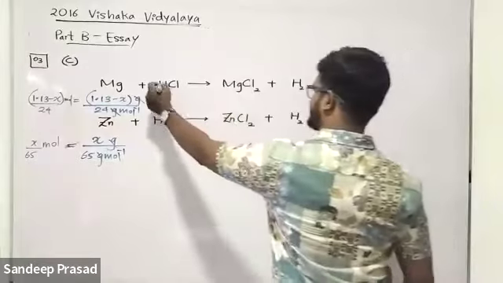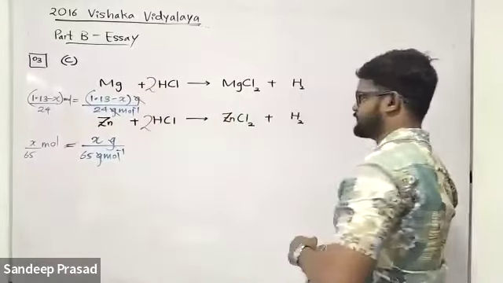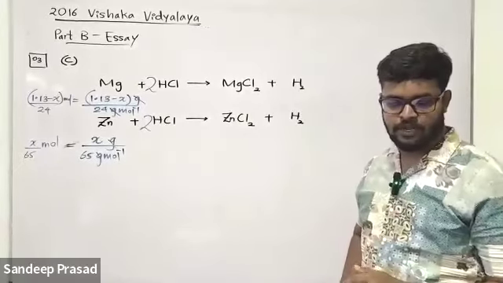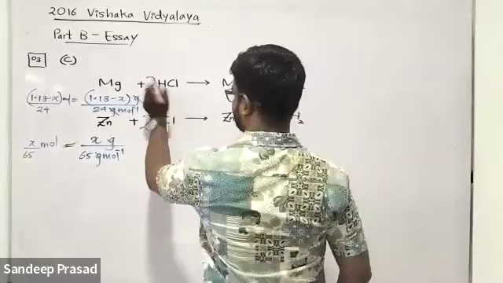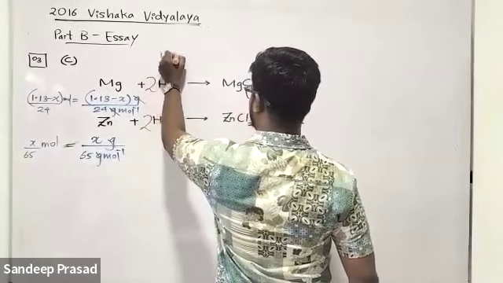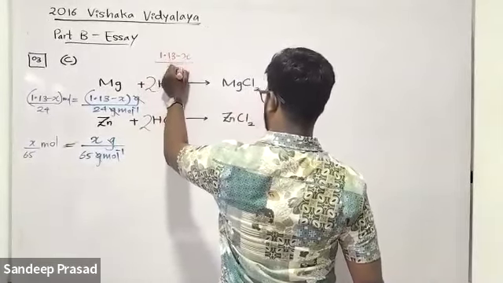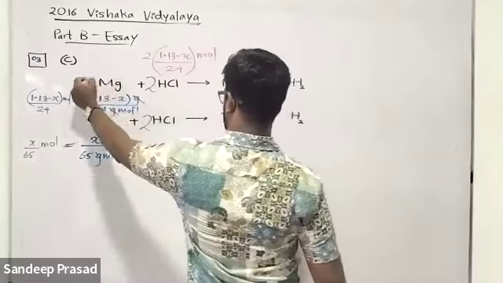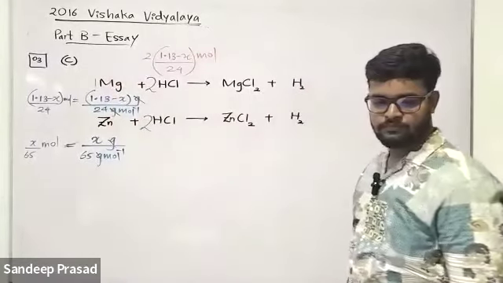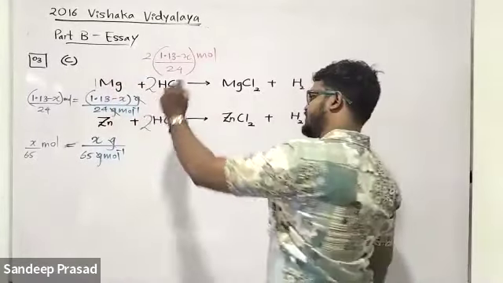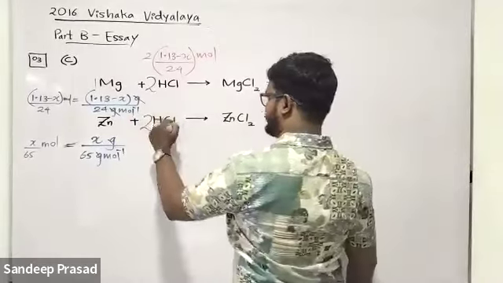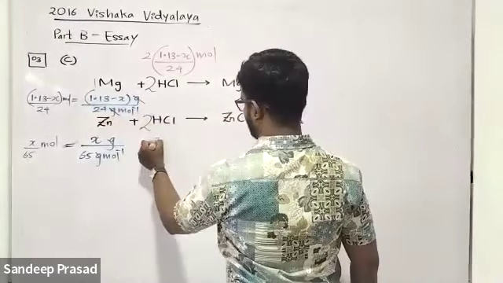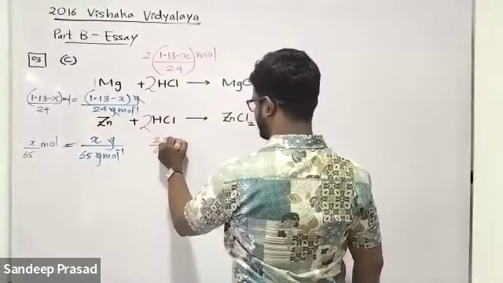Students, when you try to balance this reaction, you have to put 2 here and 2 here as well. What is the amount of HCl reacting with magnesium? (1.13 minus X) divided by 24 into 2. Why into 2? Because the stoichiometry ratio is 1:2. So therefore, the HCl moles are twice the magnesium moles. And then what is the HCl moles reacting with zinc? Again, twice that one, 2X over 65 moles.